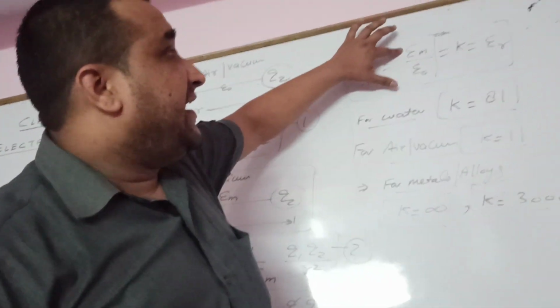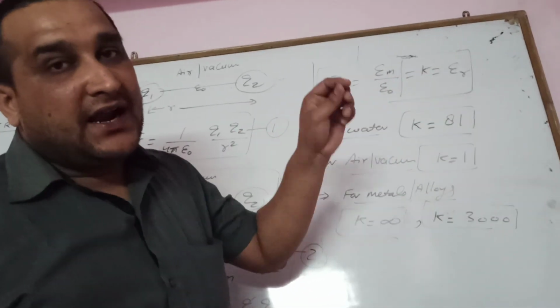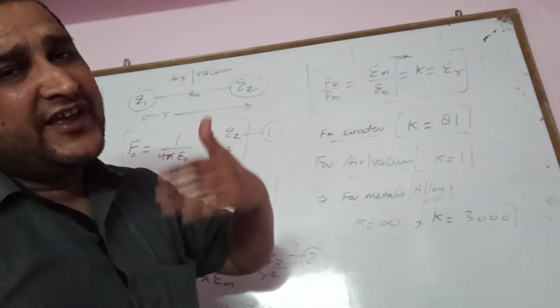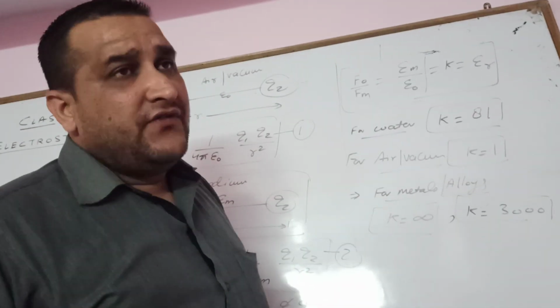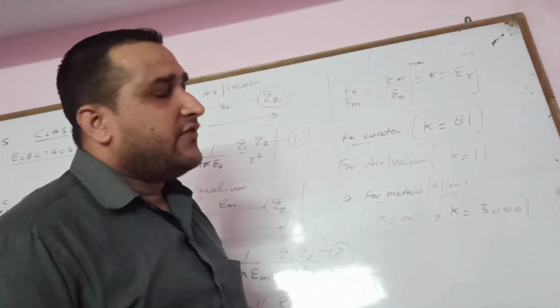So whenever we divide epsilon m by epsilon naught, which is a constant, we get K, and we directly put the dielectric constant value as 81, 1, and for various mediums it is different. For various numericals, the value of the dielectric constant of the medium must be given. Thank you.